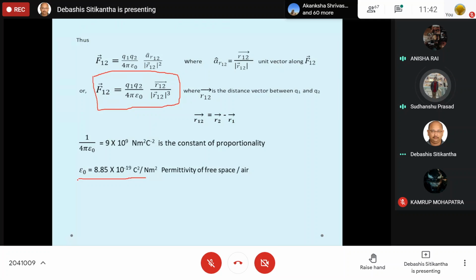Sir, the amount of electric field which can pass through space. Please repeat it once again. The amount of electric field which can pass through space, or which can, sir, if there is high permittivity, then the field will easily pass through that substance.